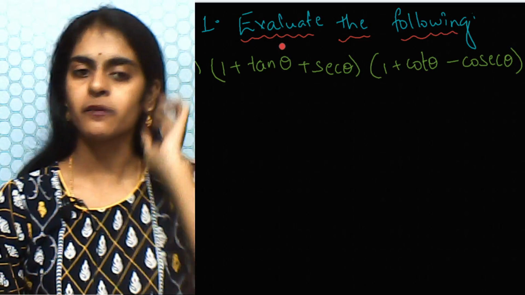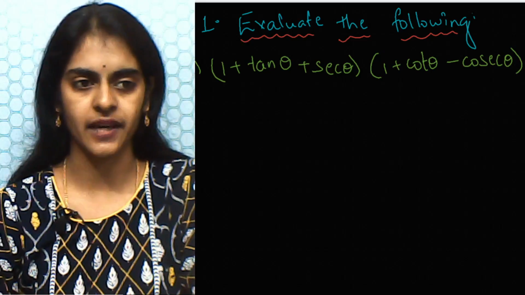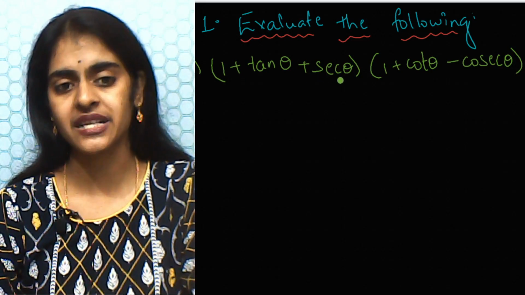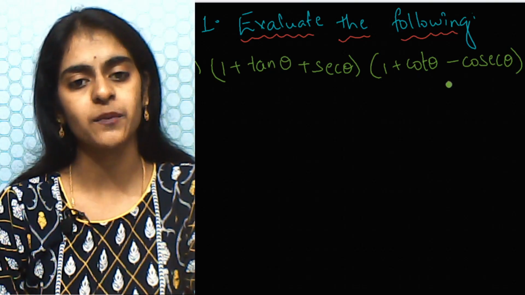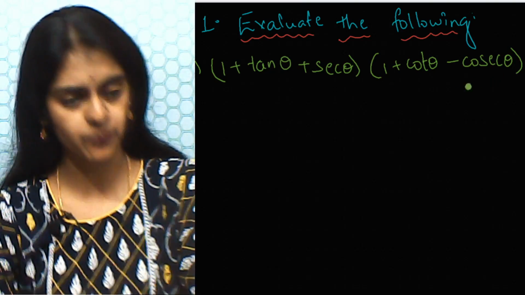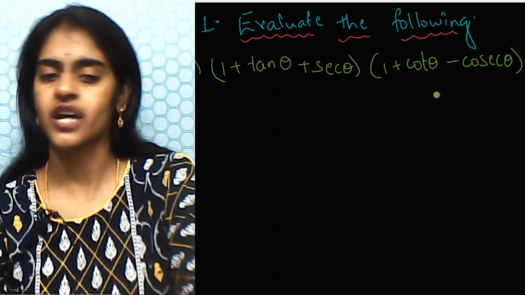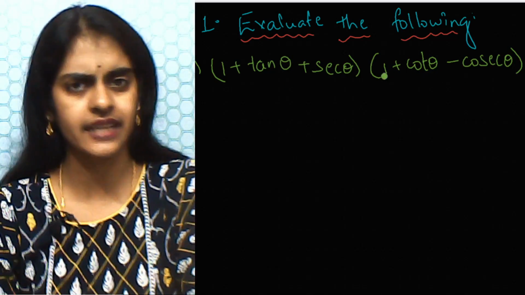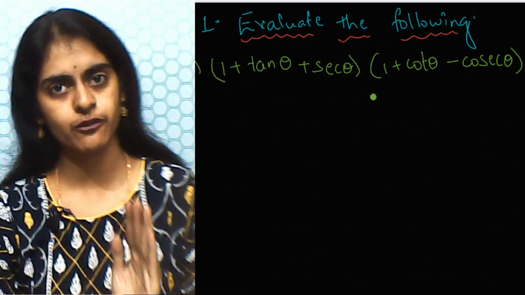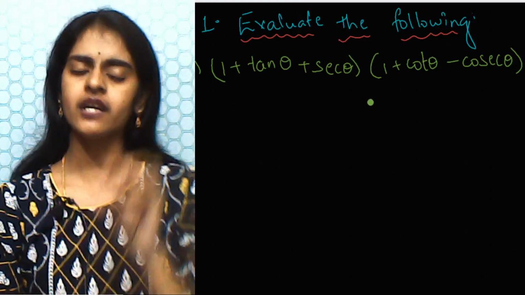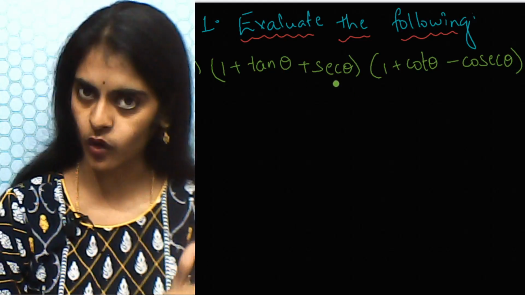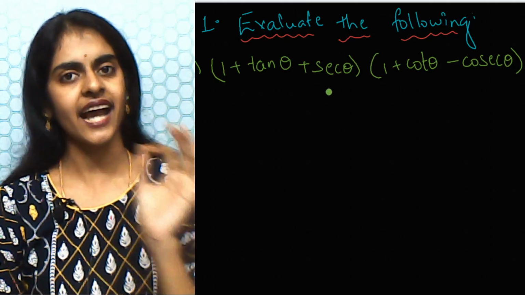So the first problem is you have to evaluate the following: (1 + tan theta + secant theta) multiplied by (1 + cot theta - cosecant theta). The tip which I'm giving is, wherever you find tan, secant, cot, cosecant, reduce it to the lowest form, that is sin and cos. So wherever you find tan, secant, cosecant or cot, reduce it to sine and cos.